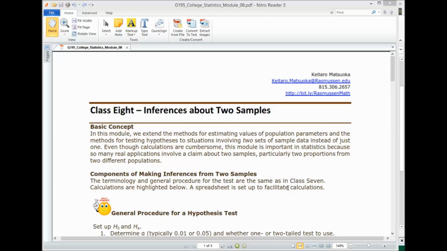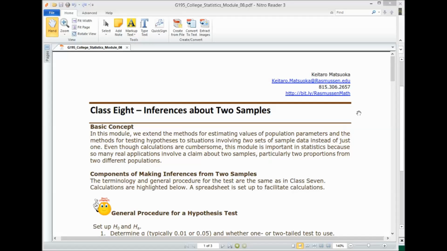As you see, the calculations are pretty cumbersome. The formulas are long, but we'll use Excel to do the calculations. And we learn about this topic because it is important in statistics, and a lot of times in real world applications, they involve claims about two samples. So this is an important topic to learn.